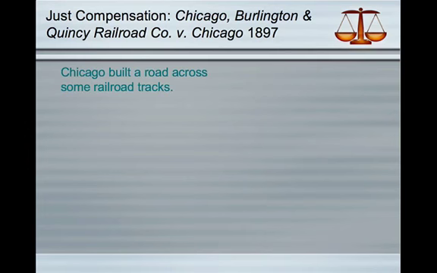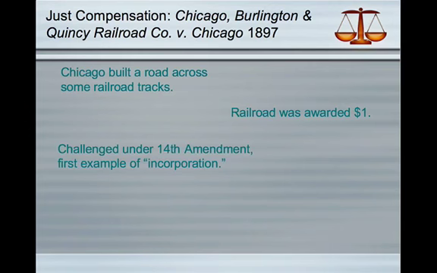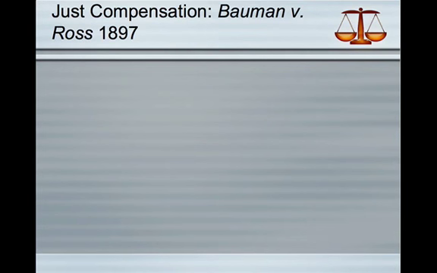So just compensation, Chicago, Burlington, Quincy Railroad versus Chicago. Chicago built a road across its railroad tracks, and the railroad was only awarded $1. This is actually the first challenge under the 14th Amendment and the first example of incorporation, basically bringing the Bill of Rights and applying them to states and local governments. The taking was upheld, and this is an interesting case because they only got paid $1, plus they had to put up the crossing arms, the signs and the crossing guards. So it was a big cost to them. And they said that was incidental to the taking. That would just be like if the city put up a regulation, you'd have to do it anyway.